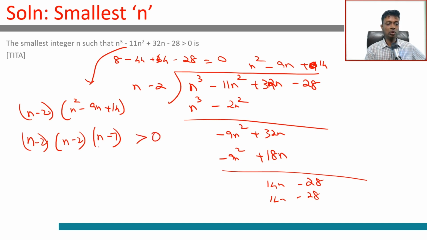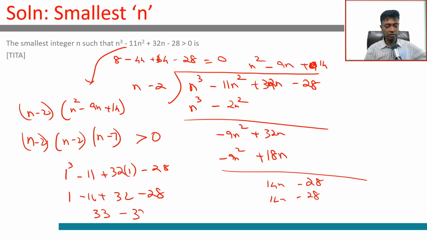When will this be greater than 0? When n is greater than 7. When n is 7, it will be 0. When n is between 2 and 7, it will be negative. What happens when n is 1? Very interesting. When n is 1, this is 1 cube minus 11 plus 32 into 1 minus 28. 1 minus 11 plus 32 minus 28. This is 33 minus 39, which is minus 6. This doesn't work when n is 1.